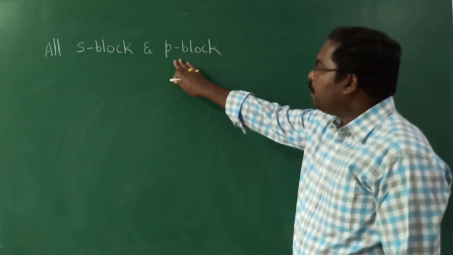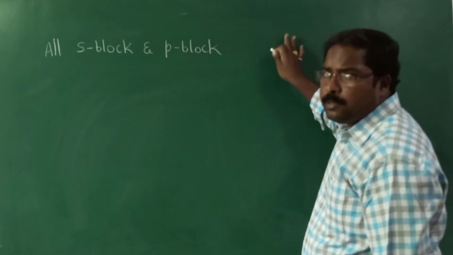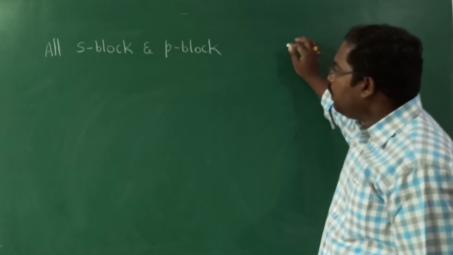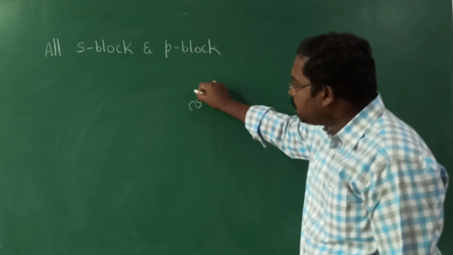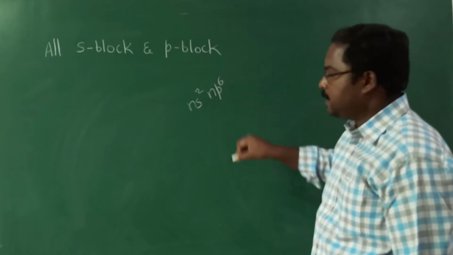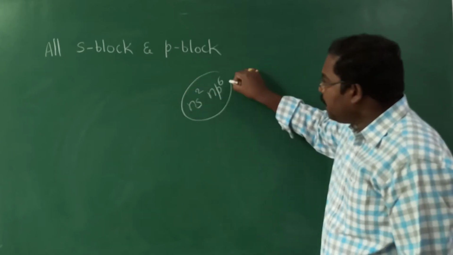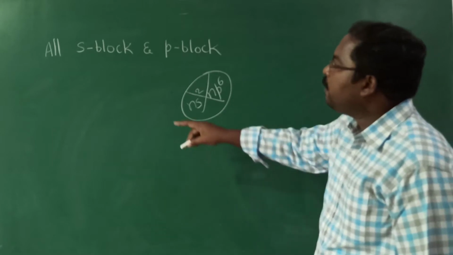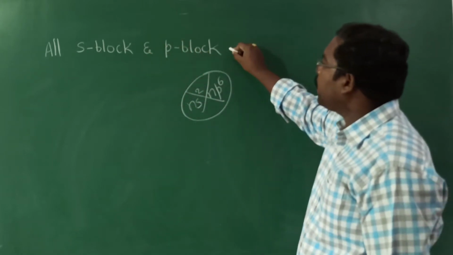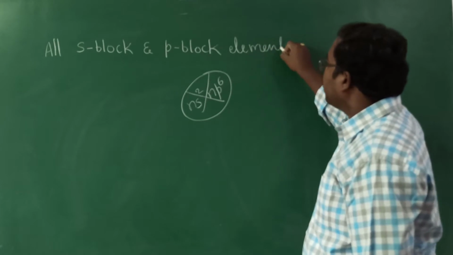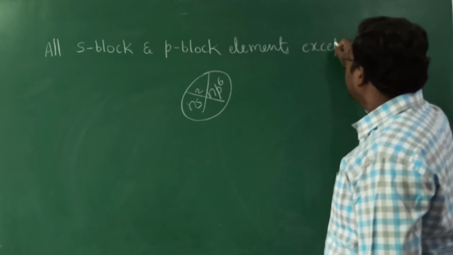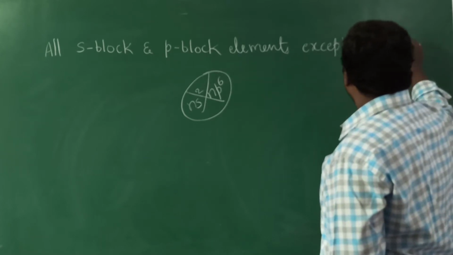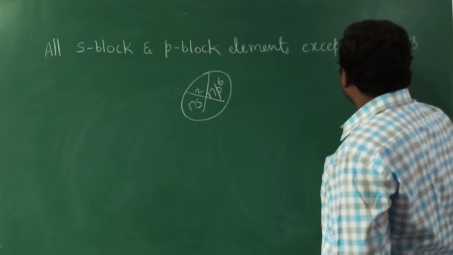But coming to the P block, if you observe, we have 6 groups. Out of the 6 groups, what is the last group? We know the 0th group. For the 0th group, the configuration is ns2 np6. Okay, so it has a completely filled configuration, right? So it is not a representative element. So representative elements are all the S block and P block elements except only one group, that is the noble gases, nothing but the 0 group.